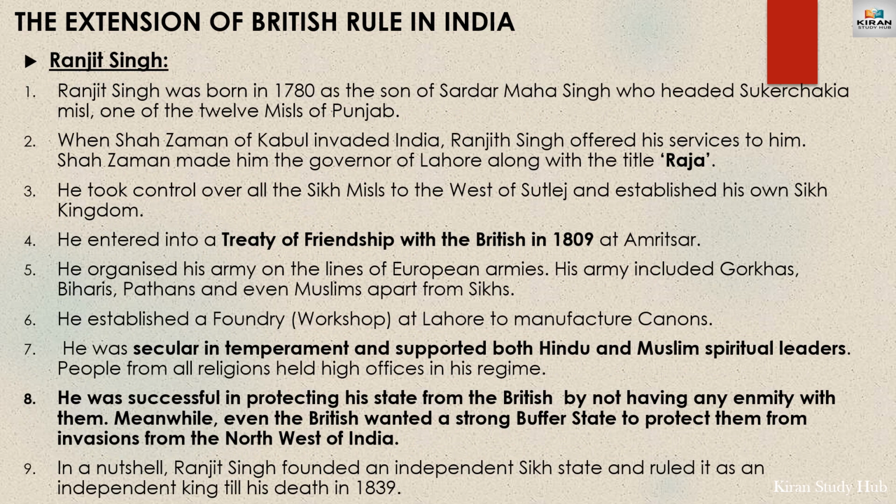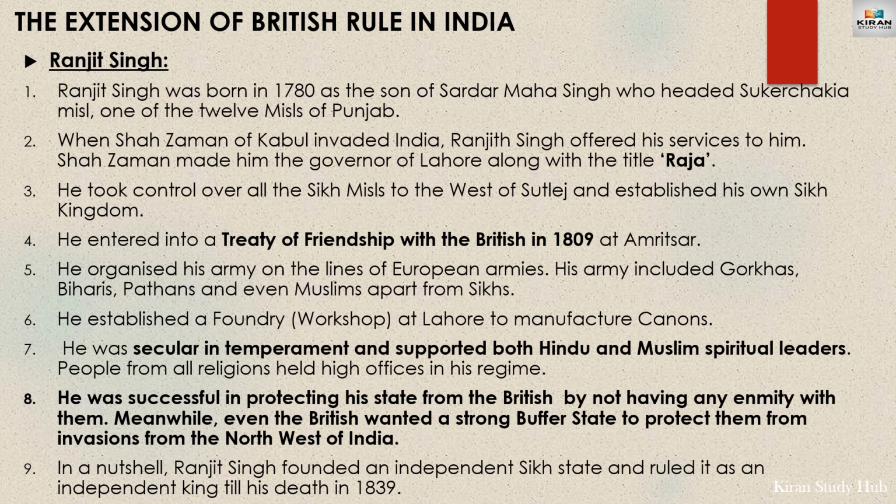Let us study about Ranjit Singh. Ranjit Singh was born in 1780 as a son of Sardar Mahan Singh, who headed the Sukerchakia Misl, one of the 12 misls of Punjab. When Shah Zaman of Kabul invaded India, Ranjit Singh offered his services to him. Shah Zaman made him the governor of Lahore along with the title Raja. Ranjit Singh established his own Sikh kingdom.